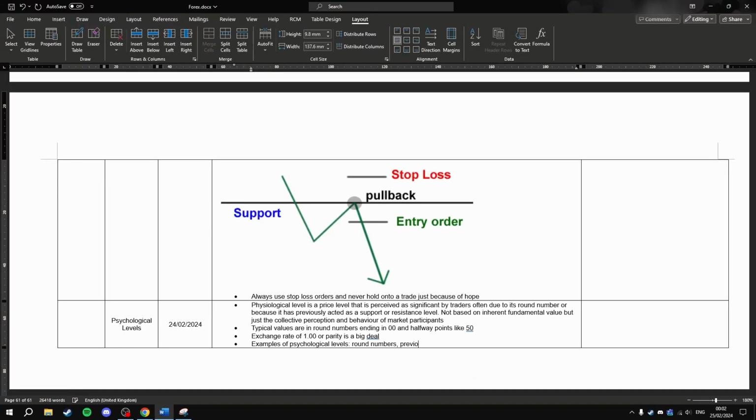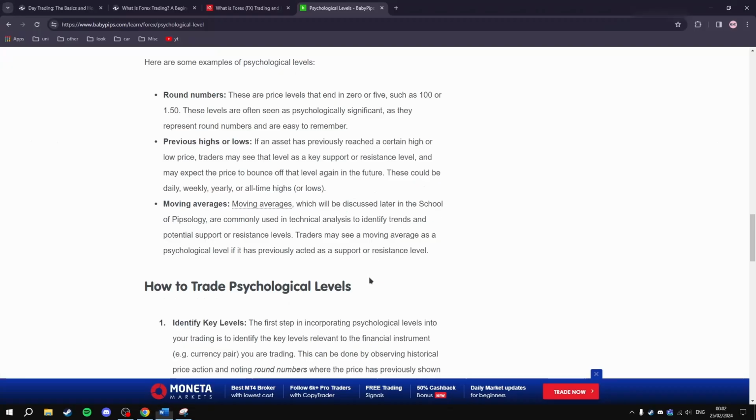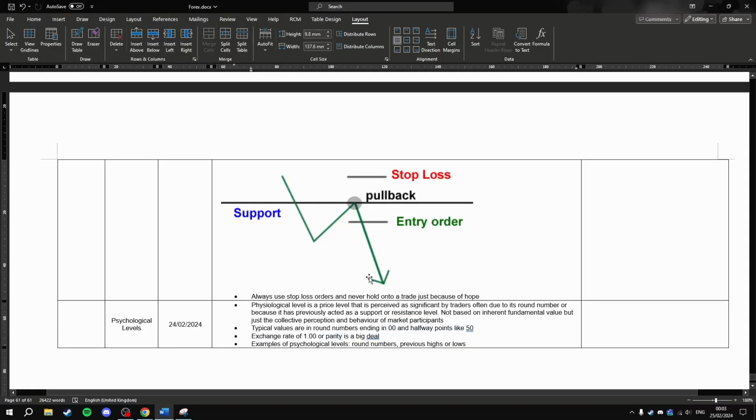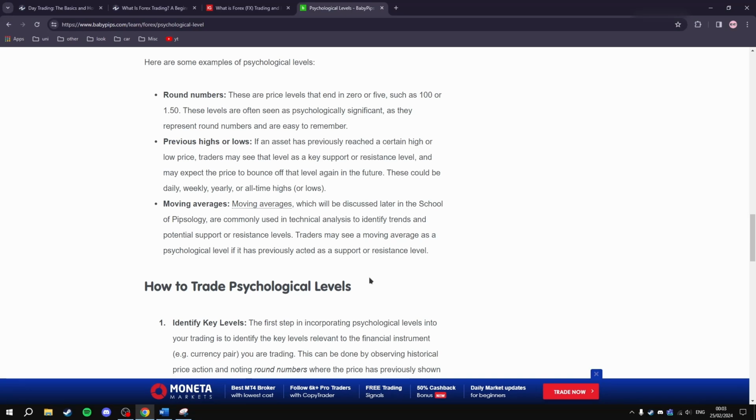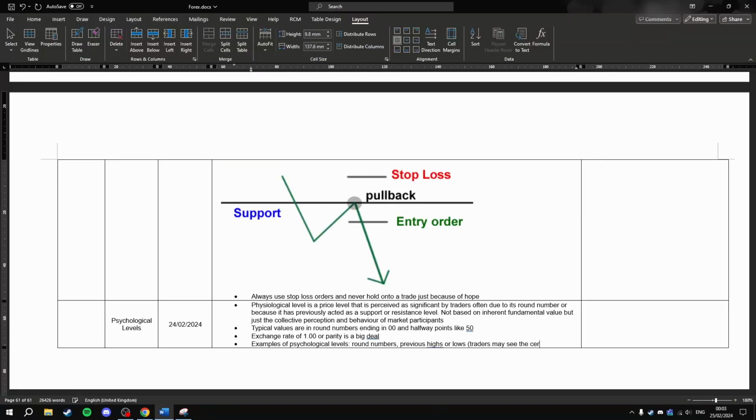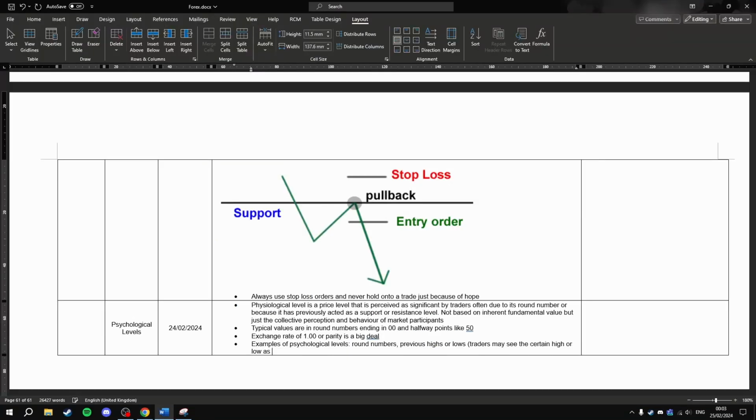Previous highs or lows. If an asset has previously reached a certain high or low price, traders may see that level as a key support or resistance level, and may expect the price to bounce off that level again in the future. These could be daily, weekly, yearly, or all-time highs or lows. Traders may see the certain high or low as key support or resistance levels.